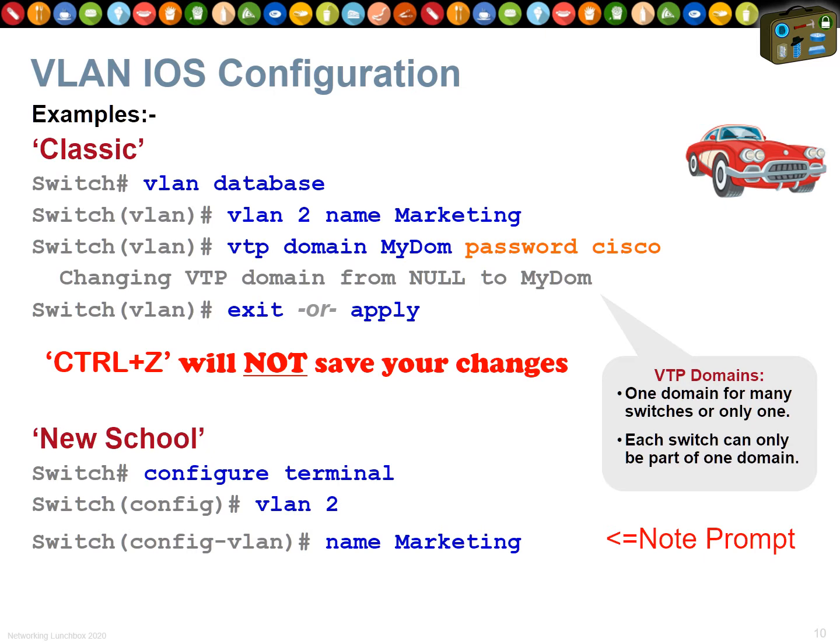The other thing with classic mode is you can go VLAN database and make 50 changes, and none of those changes will take effect until you click exit or apply. However, with new school, every time you make a change, you press enter, that change is alive. That change is going.